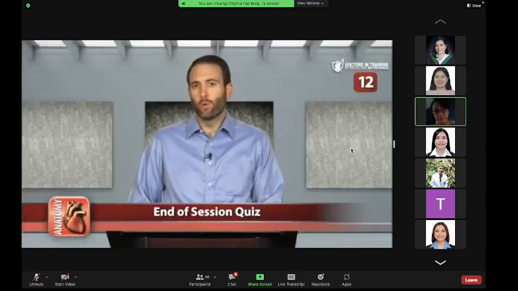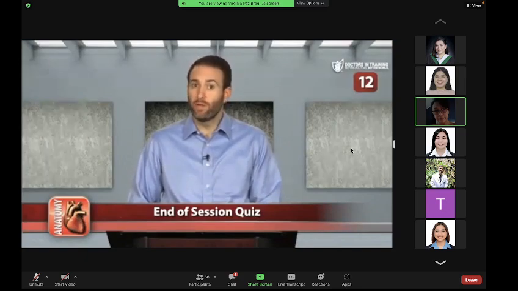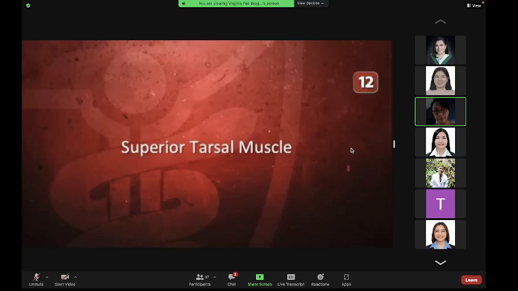Next question. What portion of the levator palpebrae muscle is controlled by the superior cervical ganglion? So this is sympathetic nervous system and is responsible for ptosis and Horner syndrome. That's going to be the superior tarsal muscle.